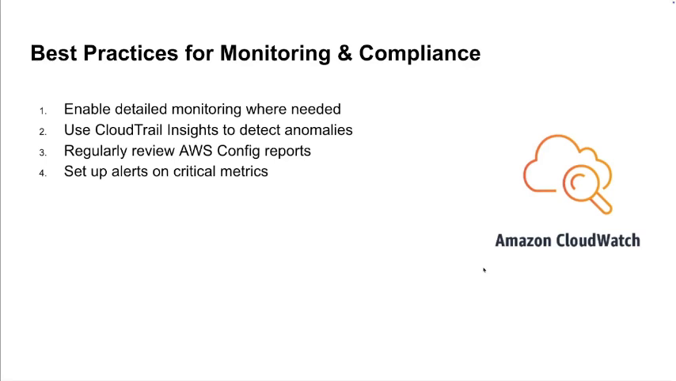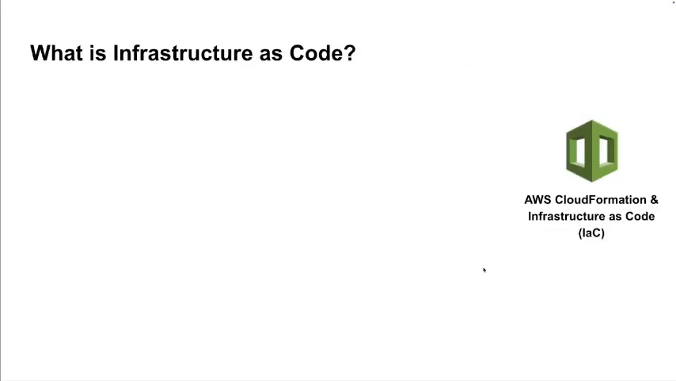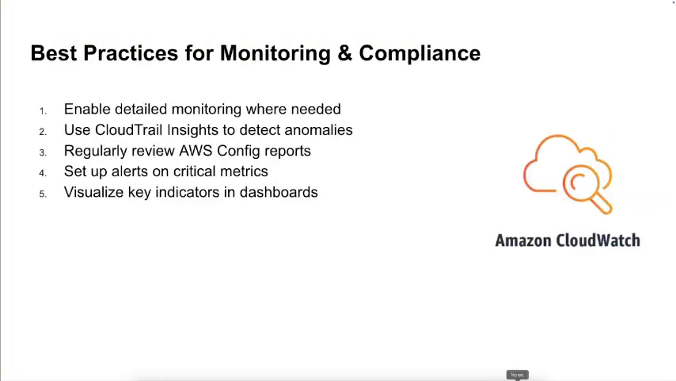Then you set alerts on critical metrics. So this is where the CloudWatch dashboard comes in. You can visualize key indicators in your dashboard. These are the things we'll be looking at. Quickly run through how to use AWS CloudWatch and the scenarios that we have identified in this case.